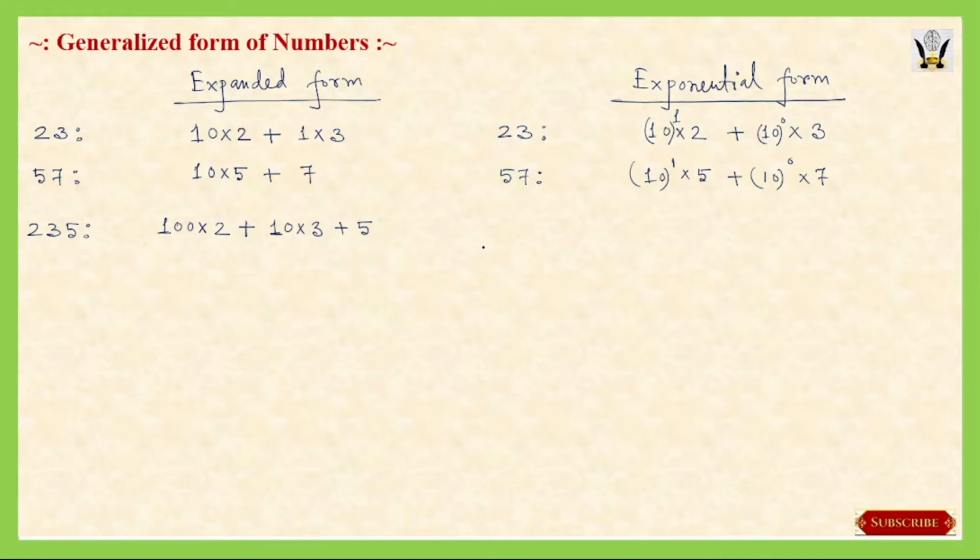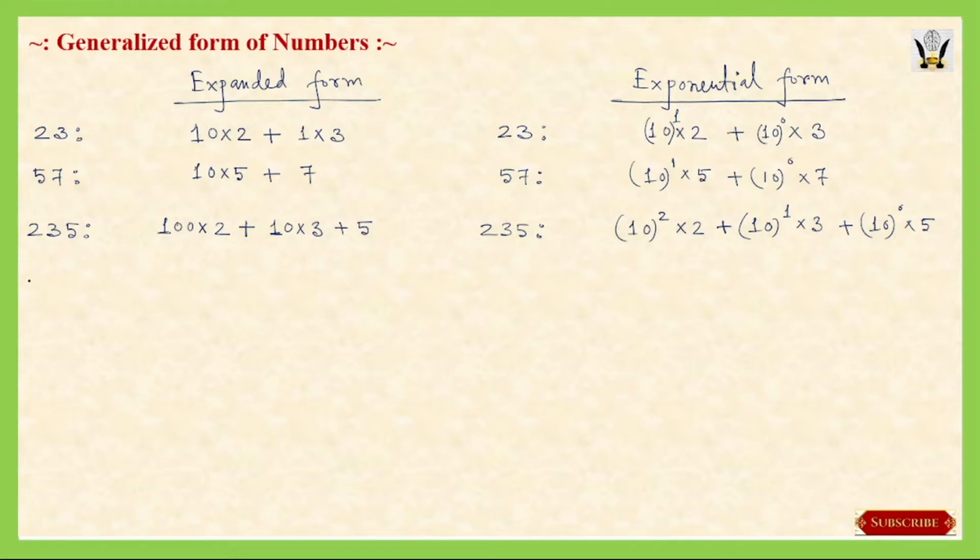Now let's see how we can express that in exponential form. It will be 235 again. 100, we know, is 10 square. So if we take the square value, or positive exponent 2 and base 10, then it will give us 100. So it can be expressed as 10 square multiplied by 2. Then it will be 10 to the power 1 multiplied by 3, and then 10 to the power 0 multiplied by 5. So it will give us 235.